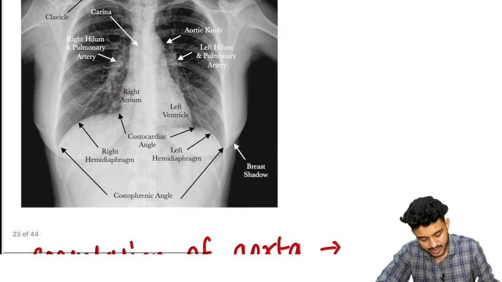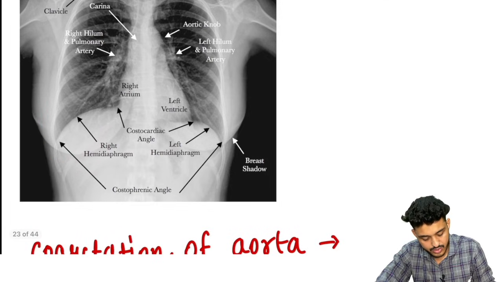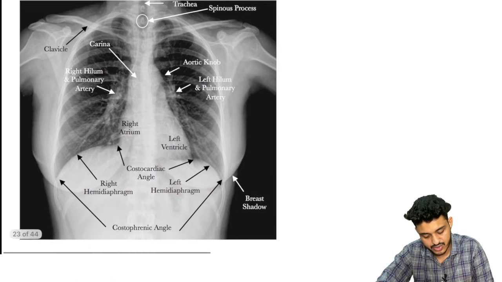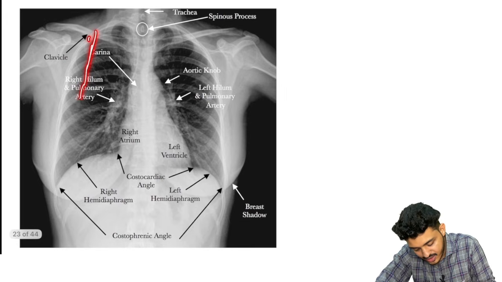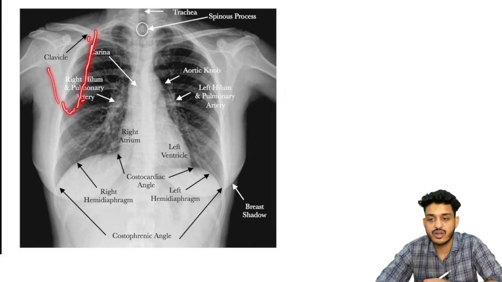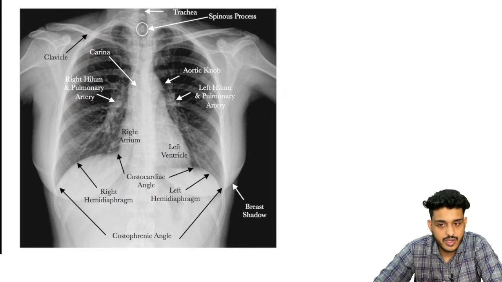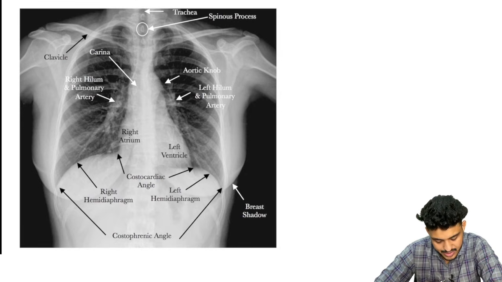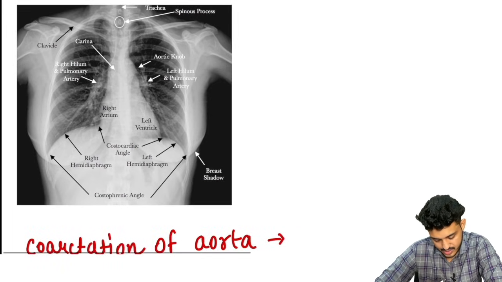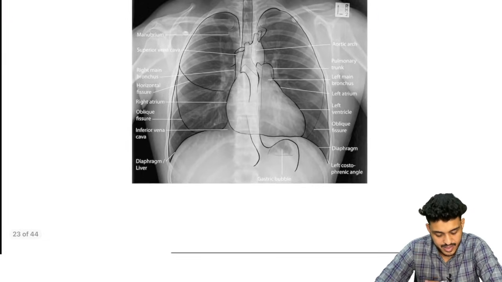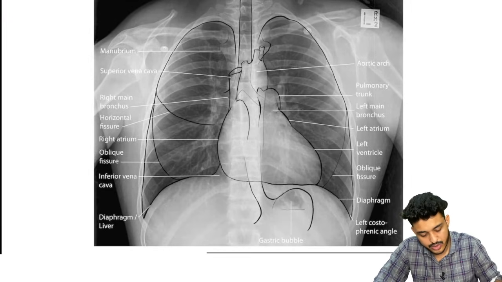Another thing you need to understand, these are the shadows that you can appreciate, the shadows of the breast, and this particular thing that you can appreciate is nothing but the shadow of the scapula. No need to worry about that. This is going to be the shadow of the scapula, right? This is a basic diagram that we are having. Now you can also appreciate this.